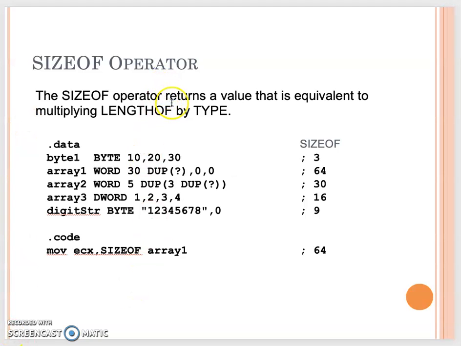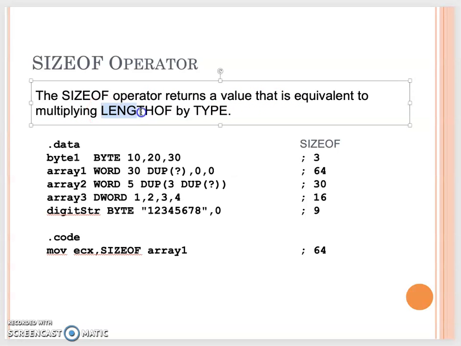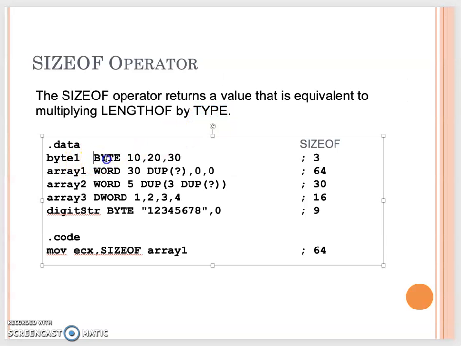The size of operator actually returns a value that is equivalent to the total size. So that would be the length, how many elements, times what is the type of each one. So that's why you can see byte 1, we have 3 bytes, so total size of is 3. So here for the array 1 word, earlier we said for length of we have 32. So 32 times 2 bytes each, then size of will be 64 bytes.